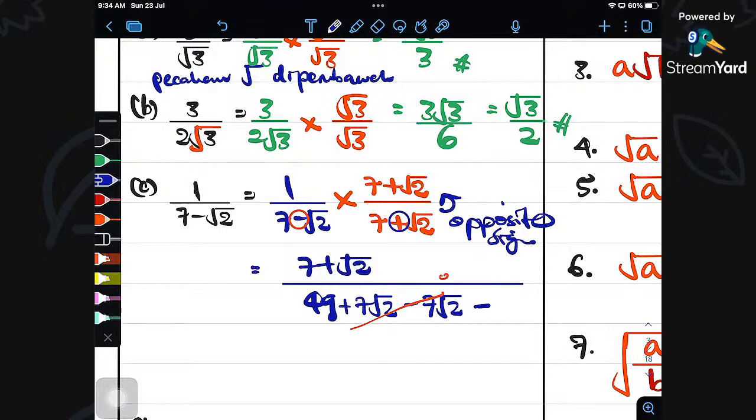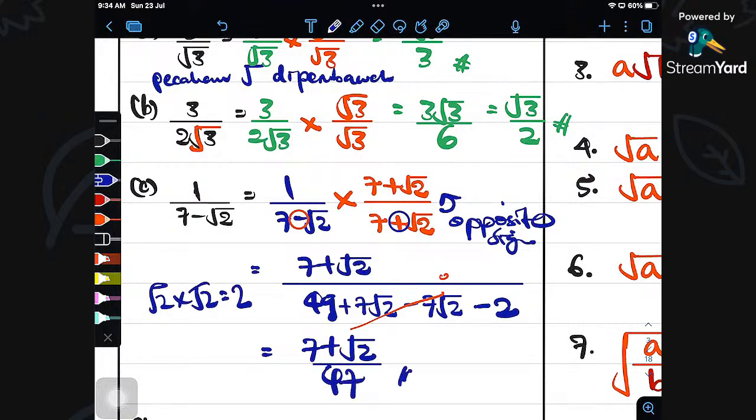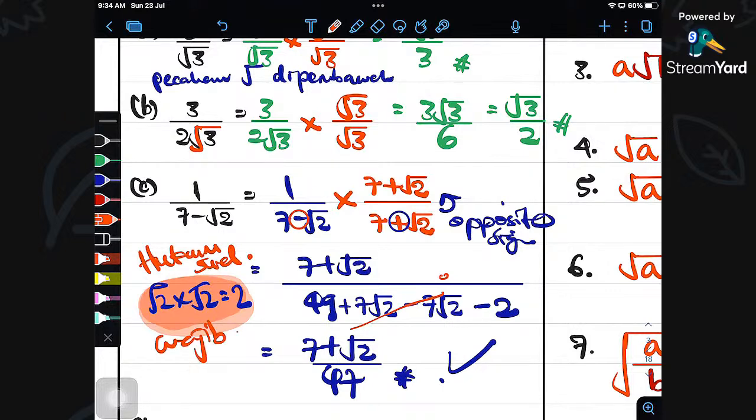Okay, because negative times positive is minus. And then 2 square root 2 times square root of 2 is going to give us 2. Because of that, it is minus 2. And therefore, the final answer is (7 plus square root 2) divided by 47. Done. Be careful, be careful with this formula. This is the surd law. Be careful with the surd law. Surd law you must know, it must already be in our heads.